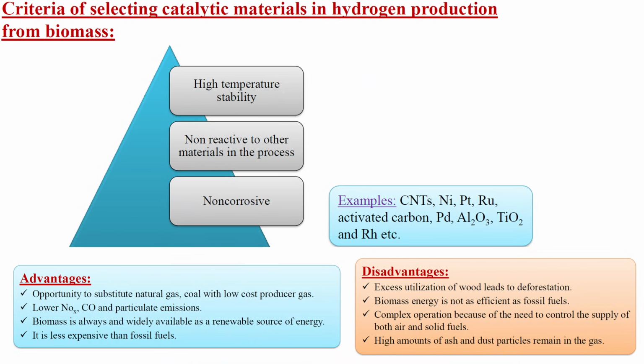Now coming on to criteria for selecting catalytic materials in hydrogen production from biomass. The first criterion, as always, is high temperature stability. Then it should be non-reactive to other materials in the process, and it should be non-corrosive. Okay. Some examples are carbon nanotubes, that is CNTs, nickel, platinum, ruthenium, activated carbon, palladium, alumina, titanium dioxide, then rhodium.